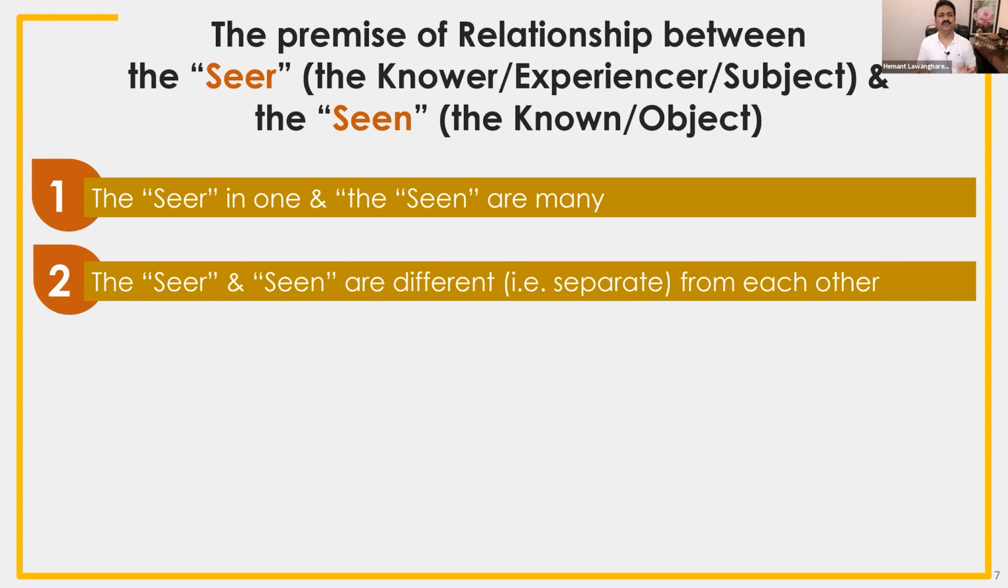Now, again, a very simple condition. The seer and seen are different. My eyes are different and my computer screen is different, right? They are separate from each other. Because there is a seer and there is a seen, they are two different entities. Again, very simple.